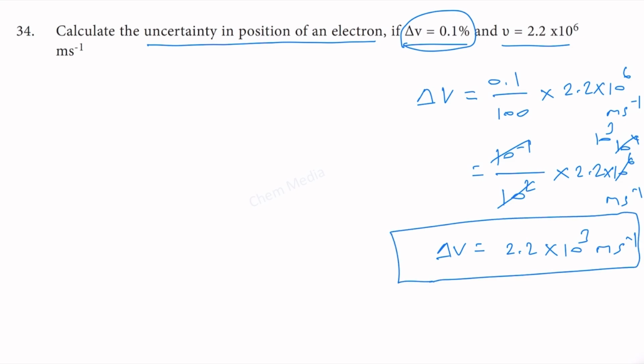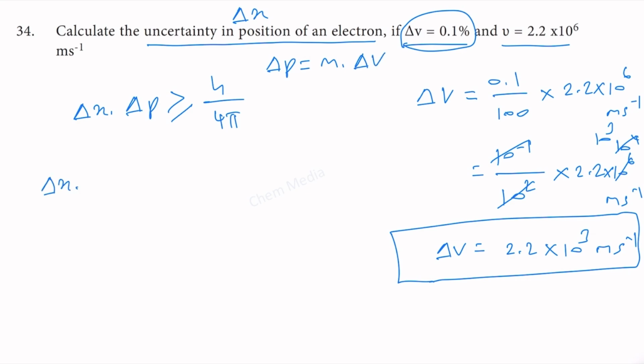Now, let us calculate the uncertainty in position. As per Heisenberg uncertainty principle, we know that delta x times delta p should always be greater than or equal to h divided by 4 pi. Delta p we can write as mass times delta v. Therefore, delta x times m times delta v should be greater than or equal to h divided by 4 pi. H is the Planck constant, m is the mass of the electron.